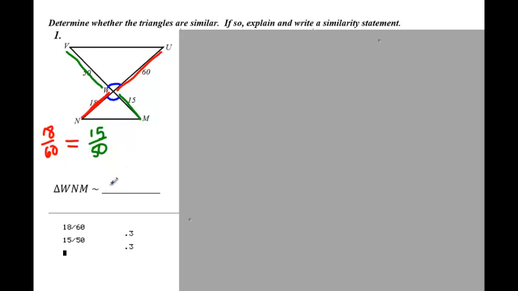Let's get the list here. So triangle WNM, that goes from W here in the middle down to N along the red side. So we're going to go W to U, the red side, and then finish it off at V, matching those up. And the reason we'll put is side angle side similarity. Remember your little symbol there.